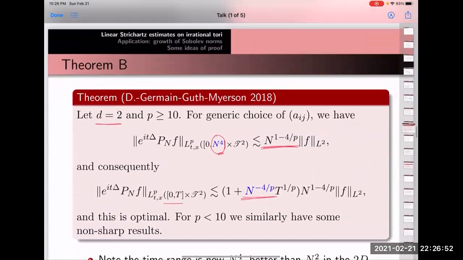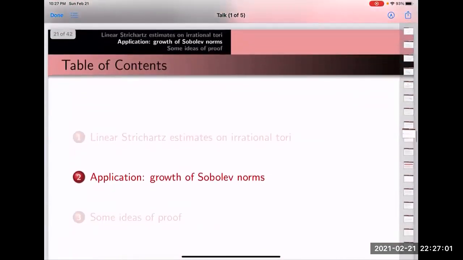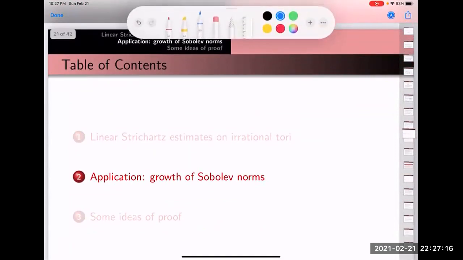So these two results are the results about this long time linear Strichartz estimates. Now, for the second part of the talk, let me discuss a little bit about the possible applications of these results. We have found some applications, and the thing we'll be talking about is an application to the question of growth of Sobolev norms.